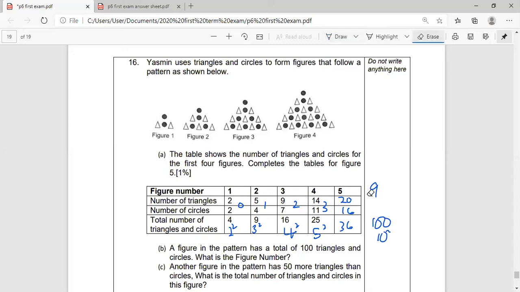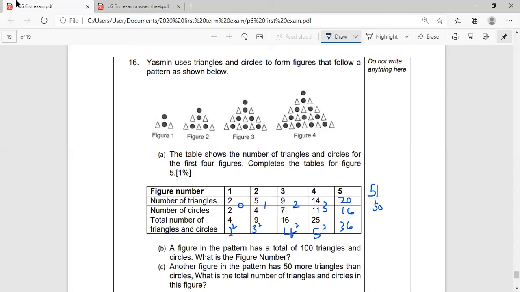So when we come to a difference of 50 more triangles than circles, what would be the figure number? The figure number is always one more than the difference. So this one should be 51. On figure 51, they have 50 triangles more than circles. The figure number is one more than the number of difference.